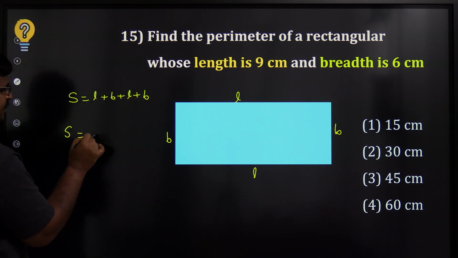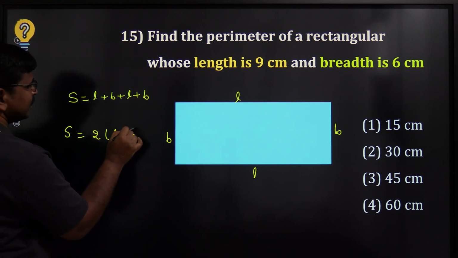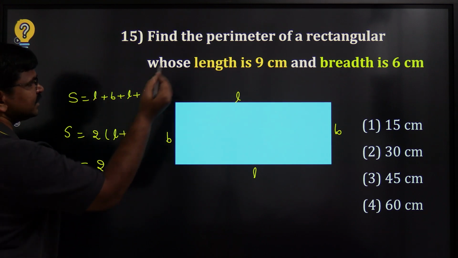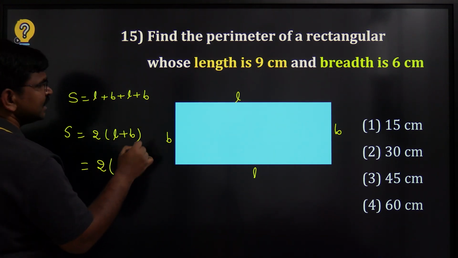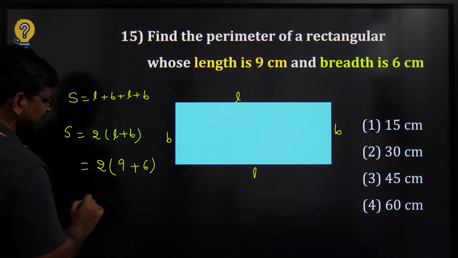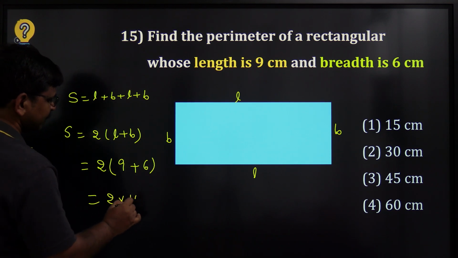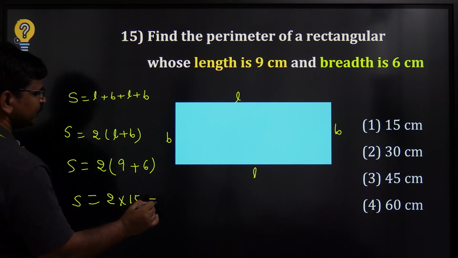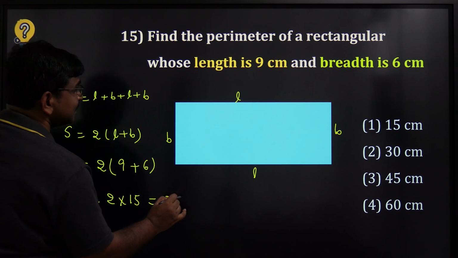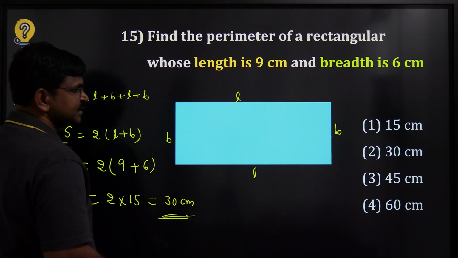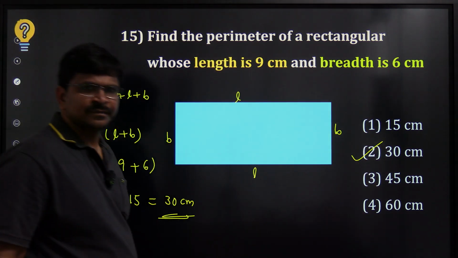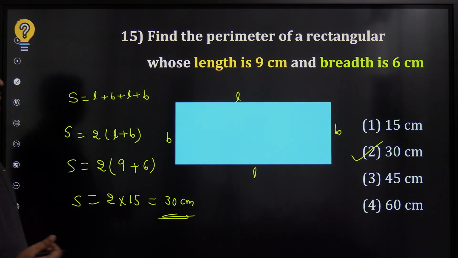Actually this can be written as 2 times of L plus B. And now 2 times what is length given? 9 centimeter plus breadth given 6. So 9 plus 6 is 15. So the perimeter equal to 2 into 15, that is 30 centimeter. So which is the second option. Okay.